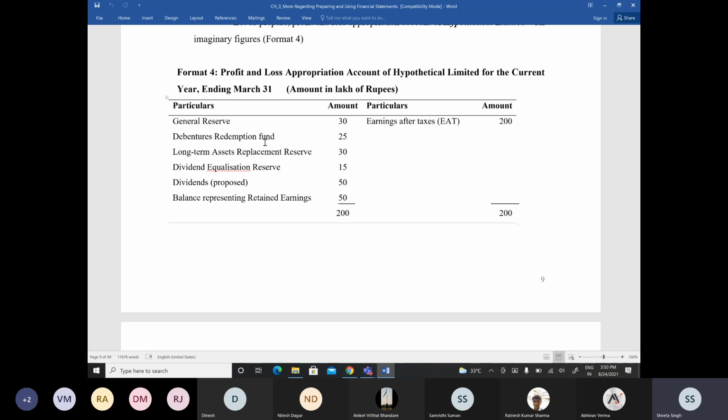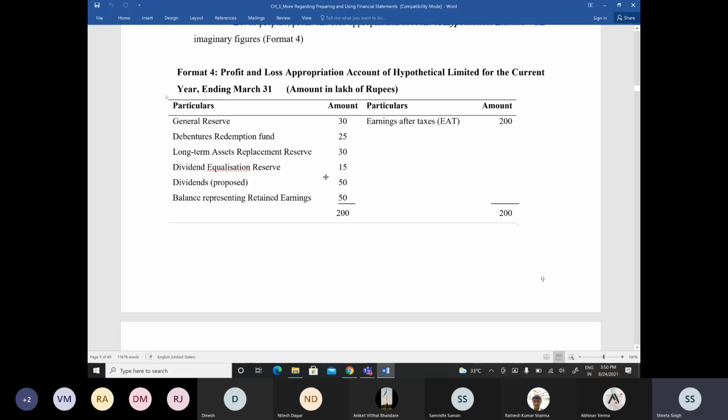Then it can also have a reserve which is long-term asset replacement reserve. That is, we want to replace a machine, it is becoming old. So I'm putting some money aside so that when I need the money, I can just take it out from this reserve and buy. Then there is another reserve which is called dividend equalization reserve.